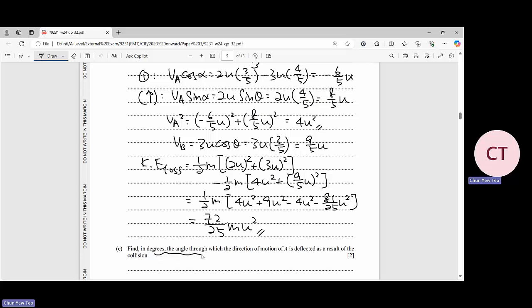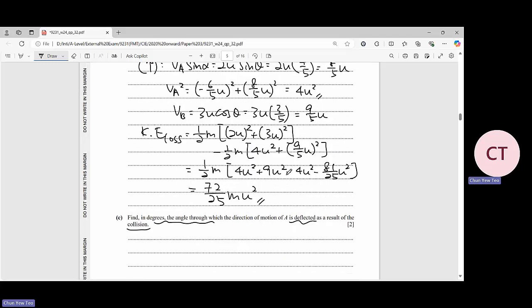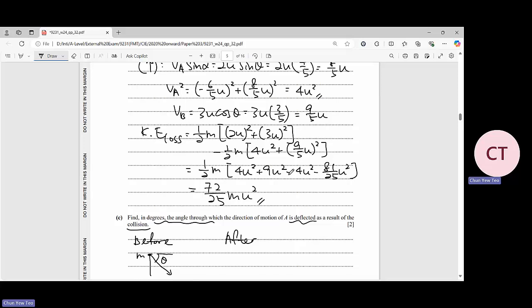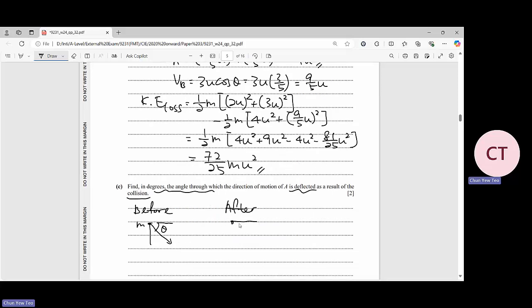They want you to find, in degrees, the angle through which the direction of motion of A is deflected as a result of the collision. You can see that this involves A only. Before, A is moving like this with the angle theta here. This is A. And after, my assumption was that A moves with the angle alpha. This is VA. This is my assumption.